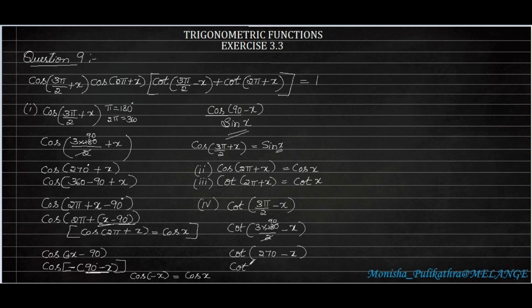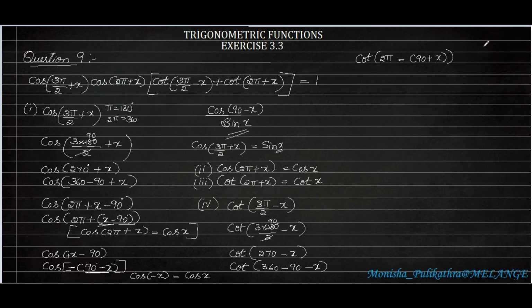Again, what you will do? You will change it into 360 minus 90, and here minus x is there. Instead of 270, we are writing it as 360 minus 90, minus x. So next, cot, instead of this 360, I will be changing it into 2 pi. Next, after 2 pi, I will be taking minus common. So when I take minus common, it will become 90 plus x.